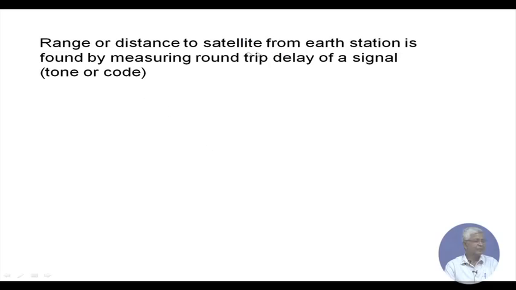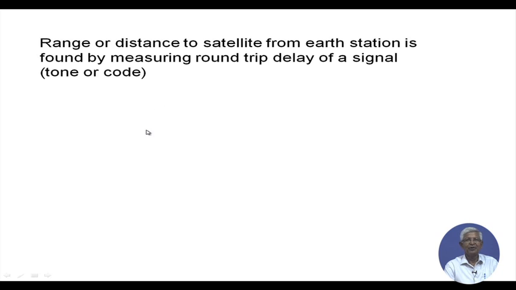It will give us a certain delay in sending a signal from ground to satellite or satellite to ground. We will see in our TDMA discussion the effect of that. But we have to track it, so we have to find out the range. How do you do it? The range or distance to the satellite from the station is found by measuring the round trip delay of a signal.